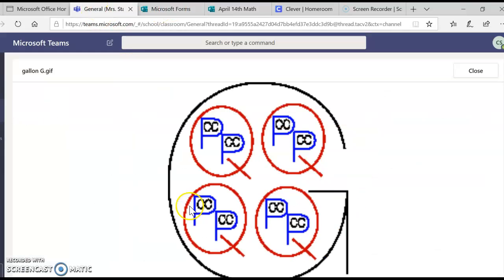I'm going to show you, remember we did this gallon G, and it's cup, cup, pint, cup, cup, pint, and then that makes up a quart. You have 4 quarts that make up the whole gallon.